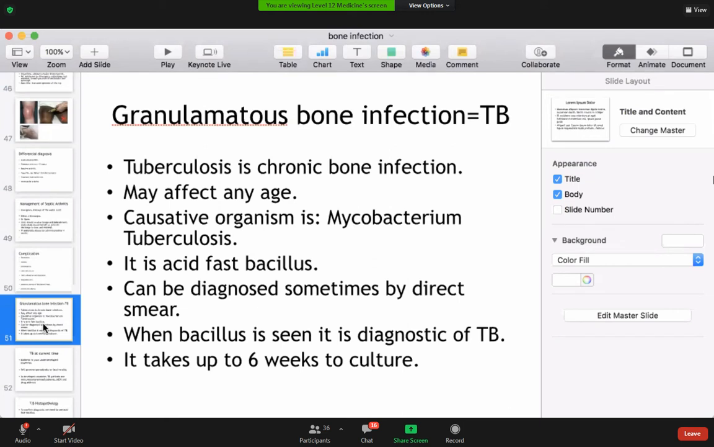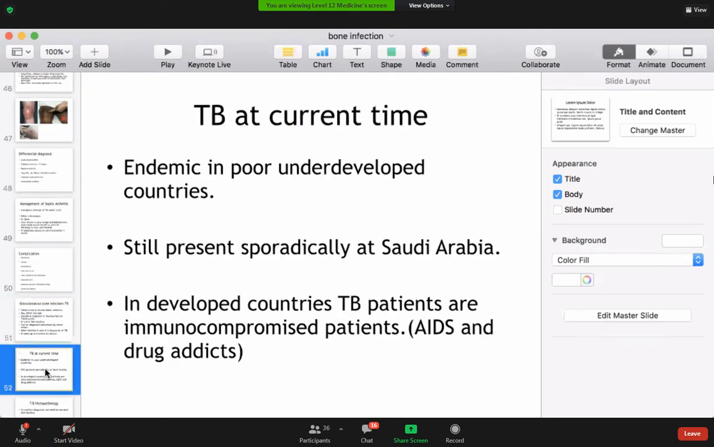It's an acid-fast bacilli, can be diagnosed sometimes by direct smear. When bacilli is seen, it is diagnostic of TB. It takes sometimes up to 6 weeks to grow in culture, so you have to be patient.